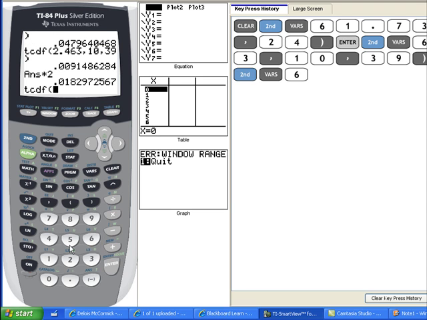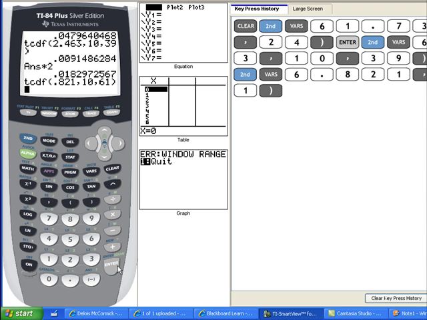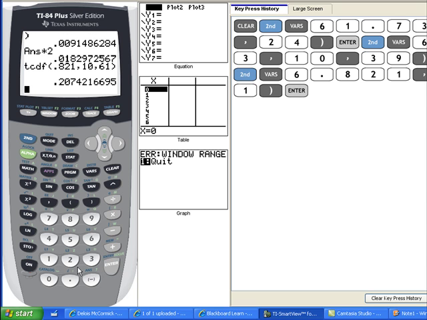0.2074 is what I'm getting there. The book is saying 0.2075. So that is bigger than our alpha, which is only 0.05. So we're going to fail to reject the null. So 0.2074. All right. P-value 0.2074, and that will lead us to the same conclusion.